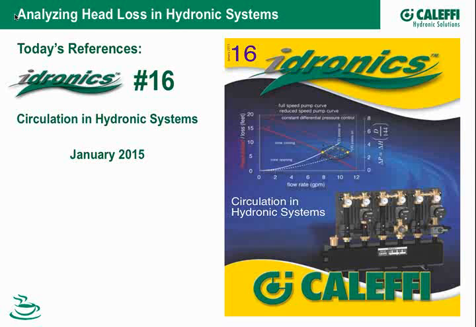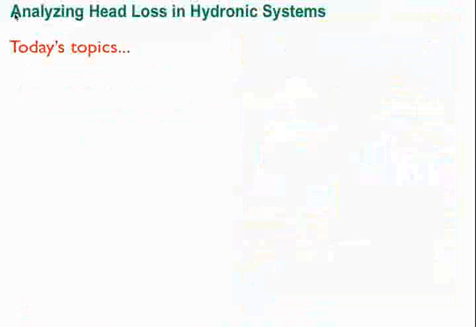Basically, the first part of the two-part webinar series is going to talk about head loss in piping systems, and then January 22nd, part number 2 will get into specifics on how to size circulators and how to use some of the new smart circulators to their best advantage. So, specific topics for today.